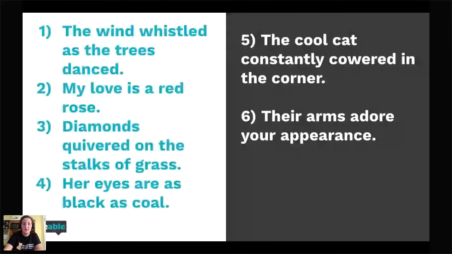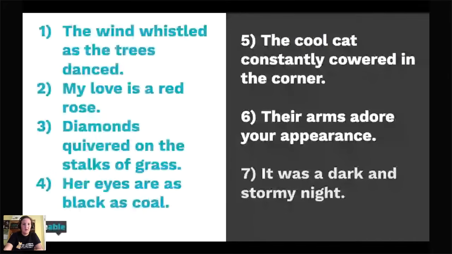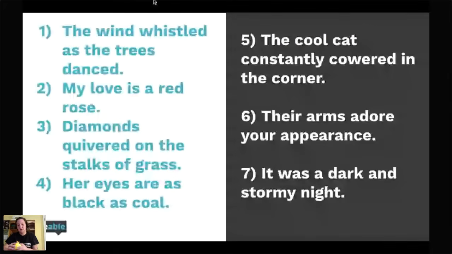All right, let's do the last example one, and then we have another thing. It was a dark and stormy night. The worst first sentence for a piece of literature. Yeah, we got some imagery. Dark and stormy night.